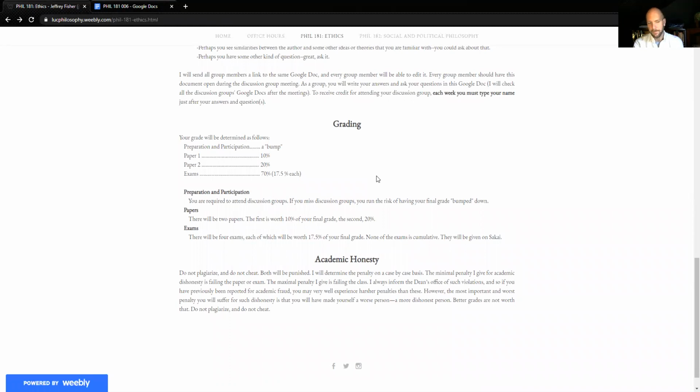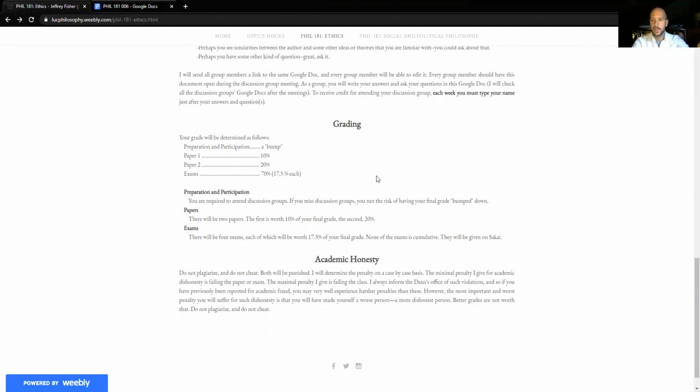With regard to grading, there are going to be 2 papers and 4 exams. Start with exams. The 4 exams are all going to be given on Sakai, and they're all going to be given on a Friday originally assigned for the class. There will be announcements for the exams. I'll try to let you know well in advance when the exams happen. But roughly speaking, they happen at the end of the unit.